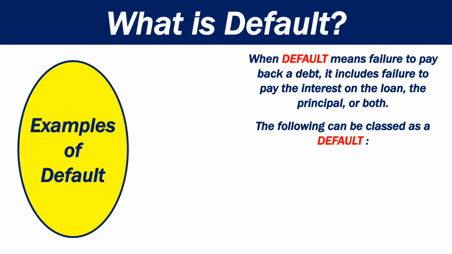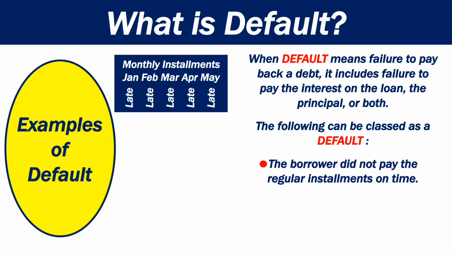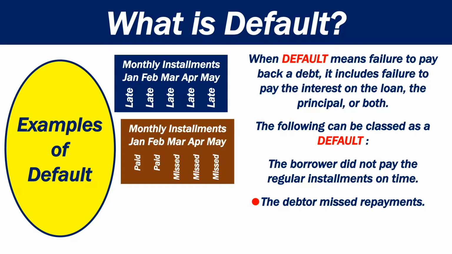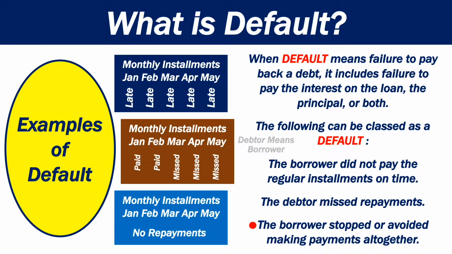When default means failure to pay back a debt, it includes failure to pay the interest on the loan, the principal, or both. The following can be classed as a default: the borrower did not pay the regular installments on time, the debtor missed repayments, or the borrower stopped or avoided making payments altogether.